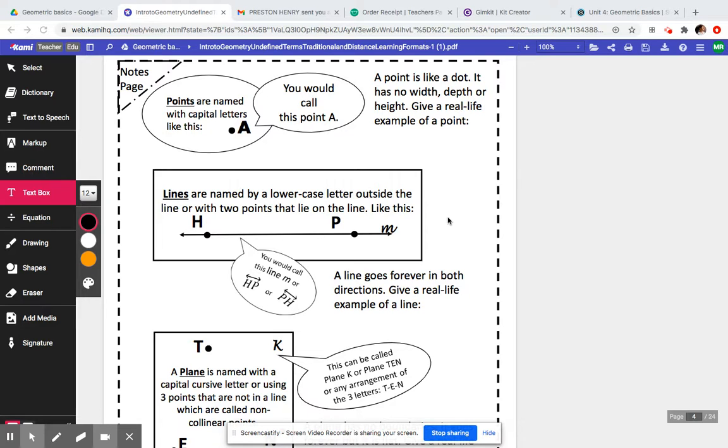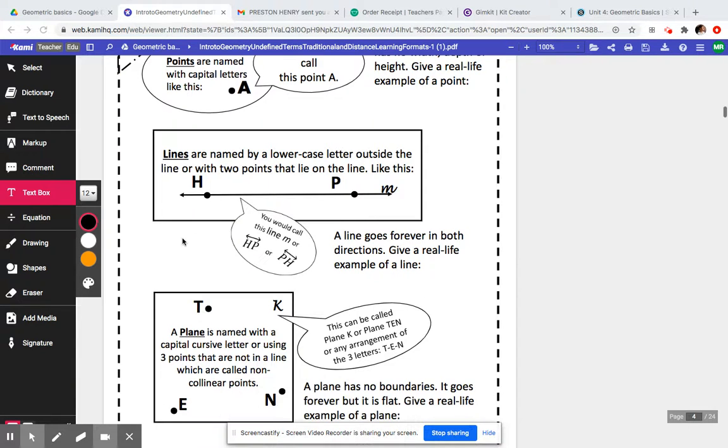Our first word we're going to learn about is points. Points are named with capital letters like this. This here just has a point next to it and has a capital A, and you would call this point A. If you ever see something like this, we're looking at points. On the right side, it says point. A point is like a dot. It has no width, depth, or height. What I want you to do is give a real life example of a point you've seen in real life.